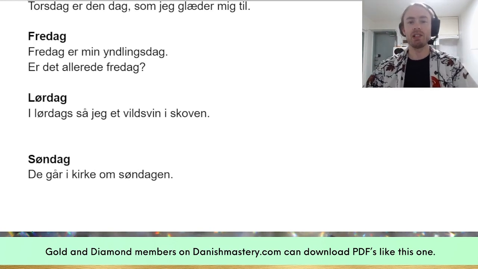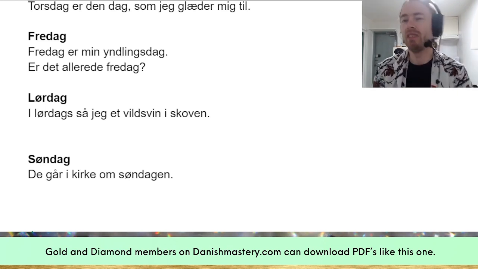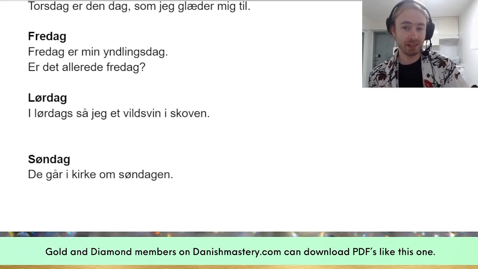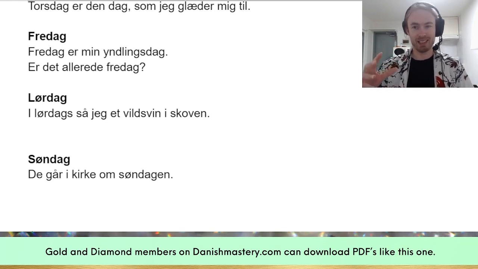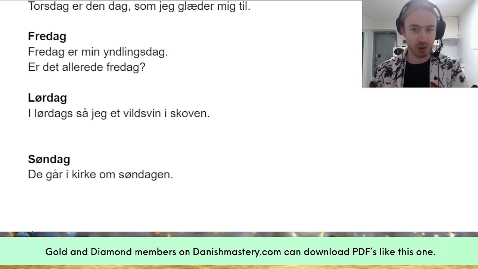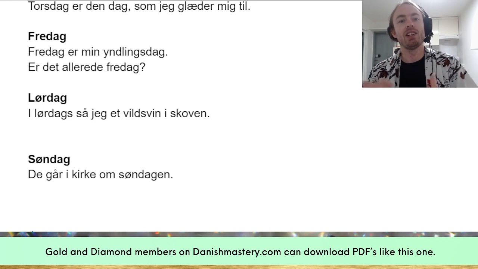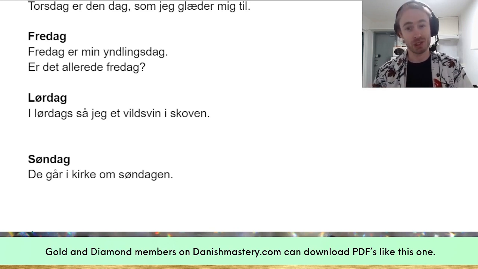I lørdags så jeg et vildsvin i skoven. What is vildsvin? You know, svin. Svinekød, svin, you have an idea. So, svin, right? Swine, vildsvin, wild boar, right? I skoven, in the forest or in the woods, how you want to translate it. I lørdags så jeg et vildsvin i skoven. Saw a wild boar in the woods.